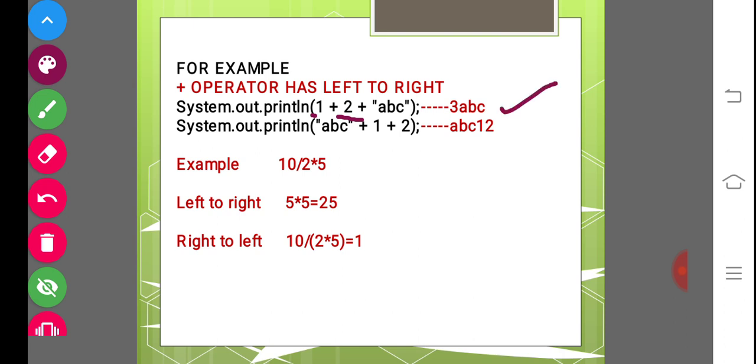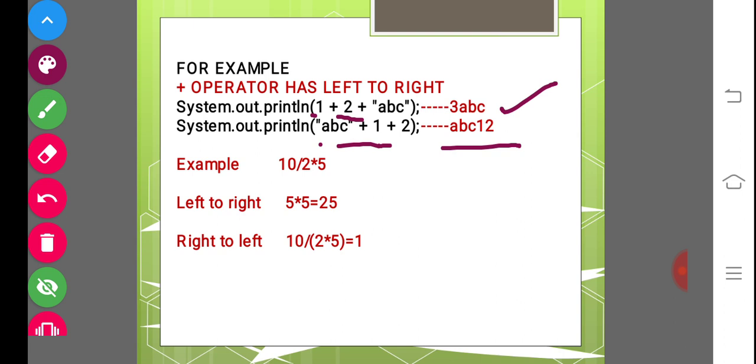Now in the second statement, System.out.println "ABC" plus 1 plus 2. "ABC" is a string plus 1 will be solved first. "ABC" plus 1, answer comes ABC1. Again ABC1 plus 2, as ABC1 is a string and 2 is an integer, string plus integer, and the answer is ABC12. Now in another example, 10 divided by 2 multiplied by 5.